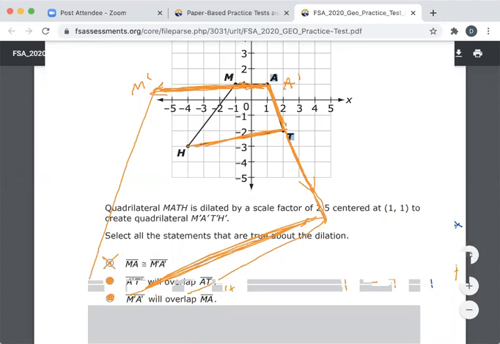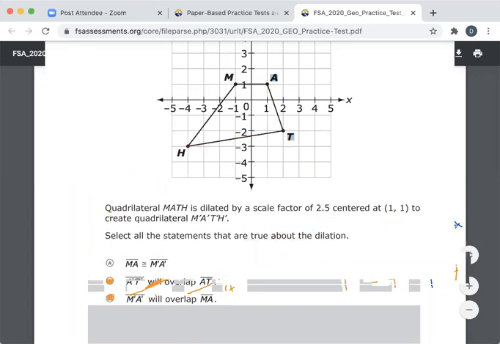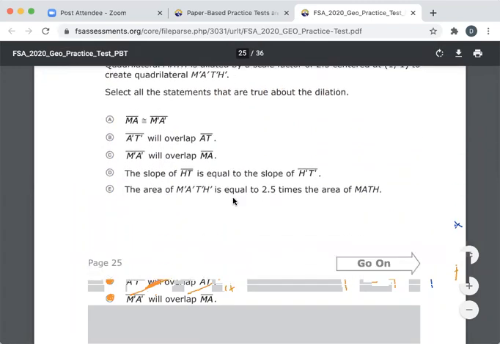Clearly, if you were to draw to scale, the area is much, much bigger than 2.5 times. If you really wanted to do the math, you could figure out the area of the first one and then the area of the second one. If I wanted to, I could find the area of the first one and multiply that by 2.5, and it would be nowhere near as big as the area of the second one. So E is not correct. Okay. Let's go on to the next one.